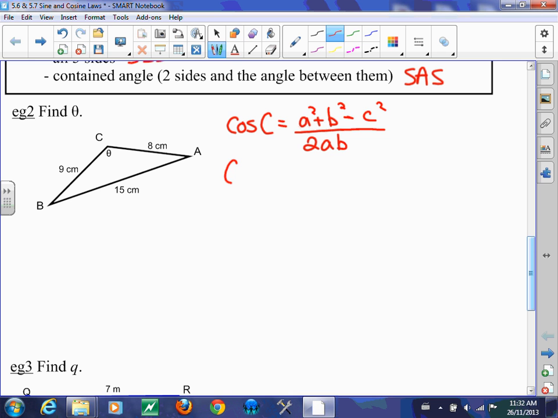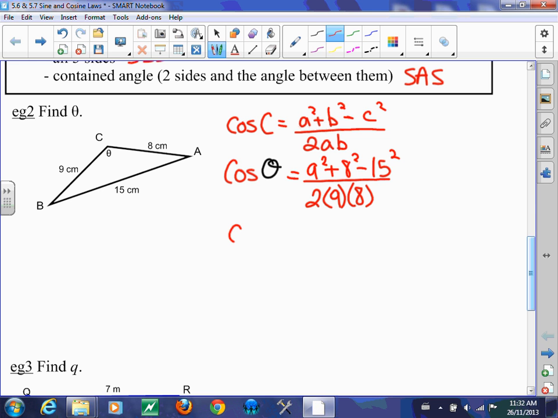Let's sub in what we know. Cos, you could leave it as C, but I'm just going to change it to theta because it's given us theta, equals A, which side A is 9 squared, plus side B, which is 8 squared, minus C, which is 15 squared, all divided by 2 times 9 times 8.